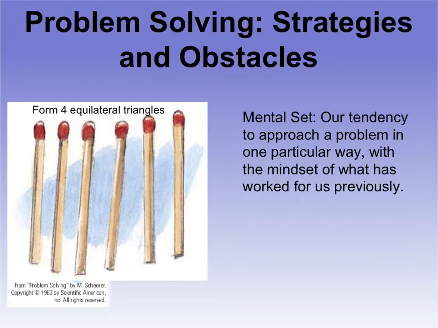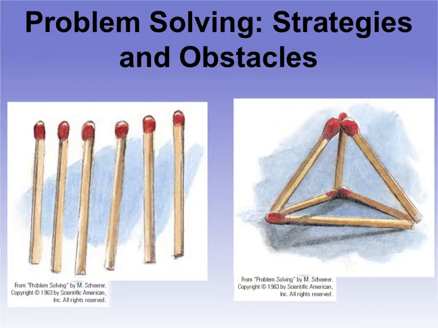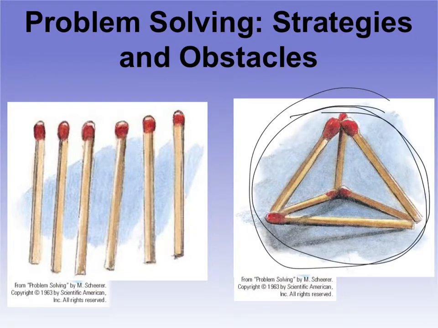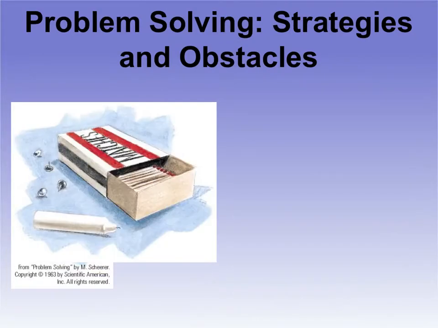So often, in trying to solve problems, we have a mental set. We try to solve a problem in a particular way with a mindset of what's worked for us previously. So to form 4 equilateral triangles with these 6 matchsticks, we may not think of doing it in this way. We may be trying to make 4 separate triangles with only 6 things. We would need 12 things, right? Without realizing that the matches could be in 2 triangles at once. That's thinking outside the box.